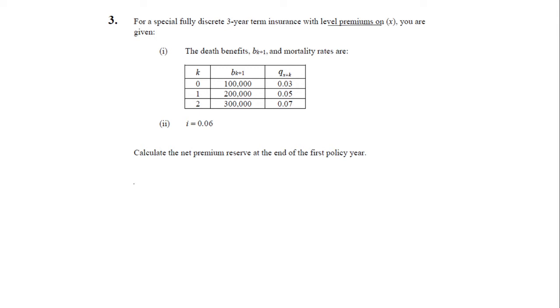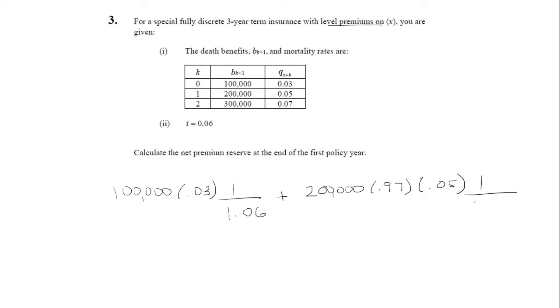Let's start with the expected present value of death benefits. We'll get 100,000 if the person dies in the first year, which has probability 0.03, and then you want to discount it back 1 year, so that's 1 over 1.06, plus. Now, if the person dies in the second year, they'll get 200,000, but that means they have survived the first year, which is 1 minus 0.03, and then they would die in the second year, which is 0.05, discounted back 2 years.